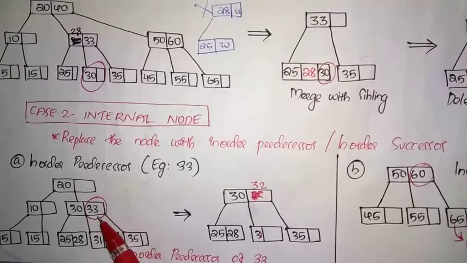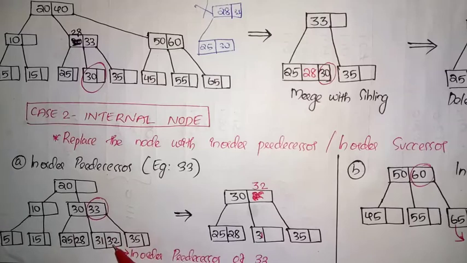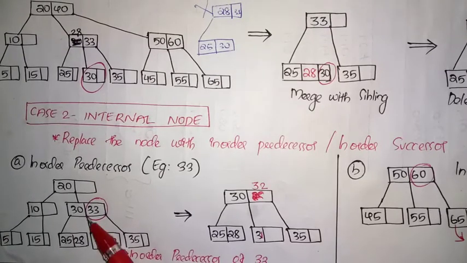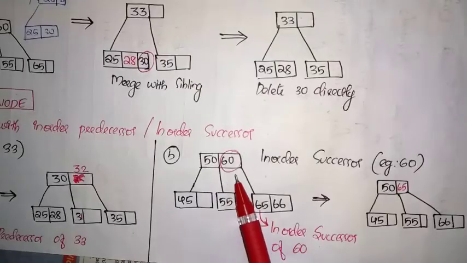That is, 33 is simply replaced with the in-order predecessor of that node. In-order predecessor is the largest element in the leftmost child. So that is here. This is the left child. Largest element is 32.